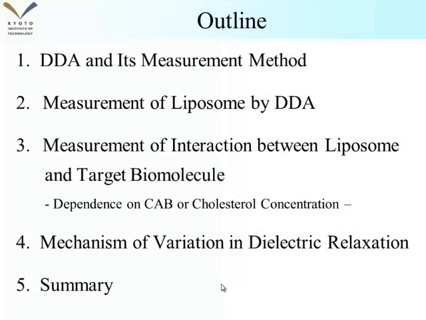This is a brief outline of my presentation. At first, a DDA and its measurement method, and second, the measurement of liposome by DDA, and third, the measurement of the interaction between liposome and biomolecule, especially when we measured the dependence on CAB or cholesterol concentrations. And fourth, we considered the mechanism of a variation in the electric relaxation, and finally we will summarize.